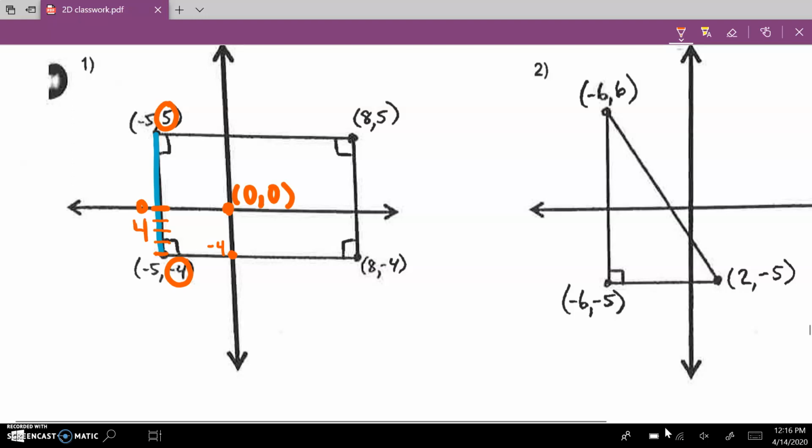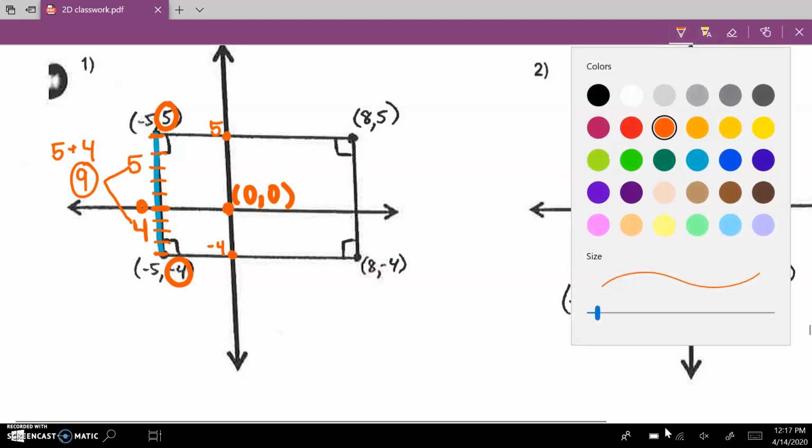Now if I'm going up to 5, so up here, this orange dot, this would be 5. So I would go up 1, 2, 3, 4, 5 spots. So this part would be 5, which means in total, 5 plus 4 would give us 9. So this blue side here that we did in orange is 9 units long.